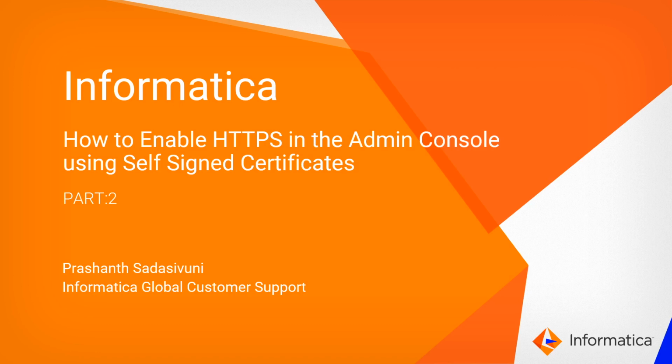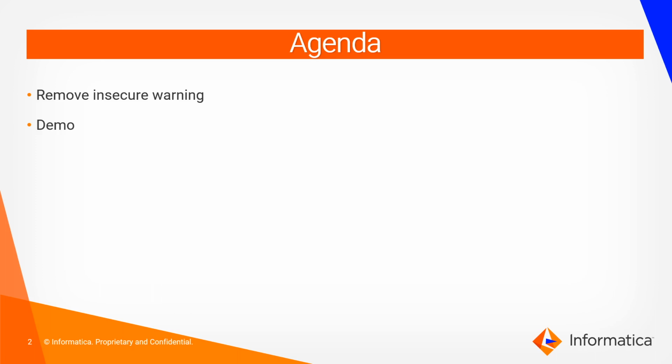In this video, we are going to see the second part of how to enable HTTPS in the admin console using the self-signed certificates. So the agenda of the video is to remove the insecure warning that you generally see in the admin console when it is defined with self-signed certificates, and later we'll follow up with the demo.